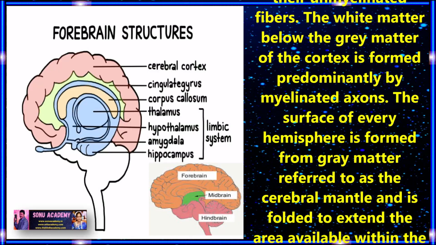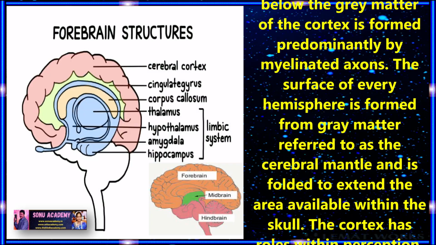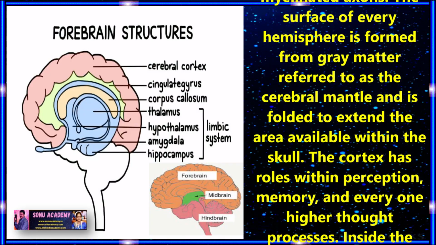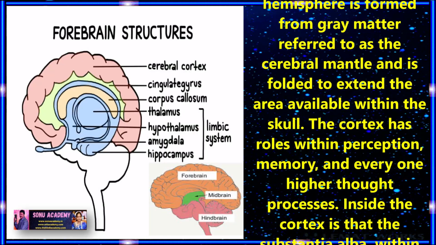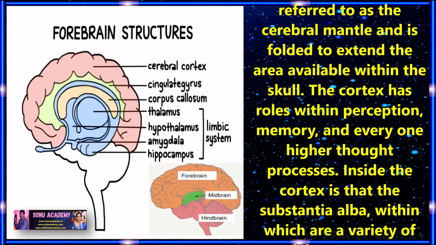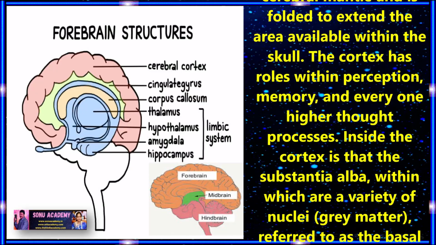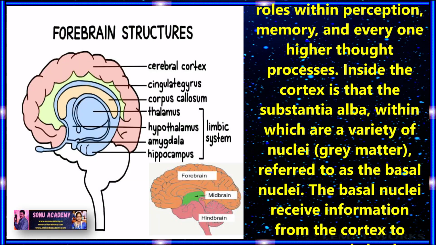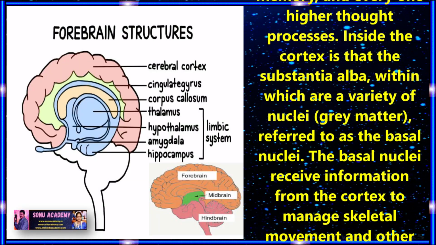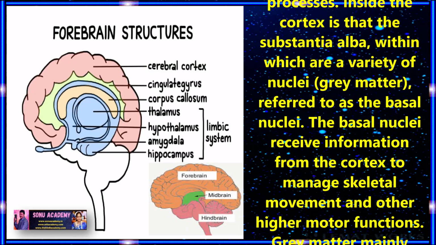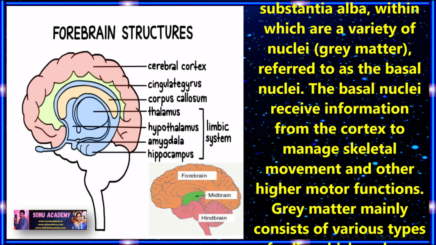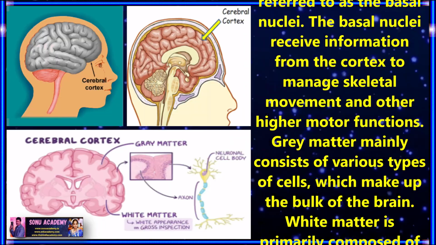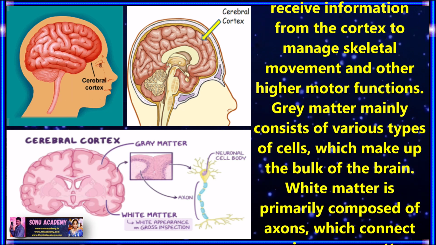The surface of every hemisphere is formed from gray matter, referred to as the cerebral mantle, and is folded to extend the area available within the skull. The cortex has roles within perception, memory, and every higher thought process. Inside the cortex is the white matter, within which are a variety of nuclei referred to as basal nuclei. The basal nuclei receive information from the cortex to manage skeletal movement and other higher motor functions.